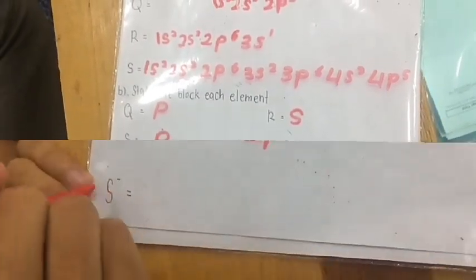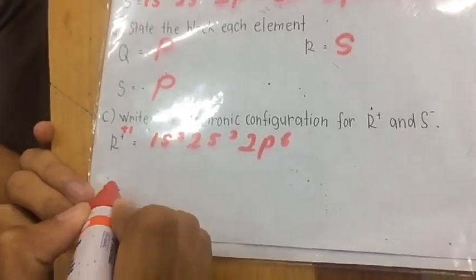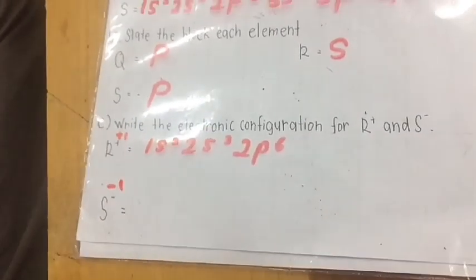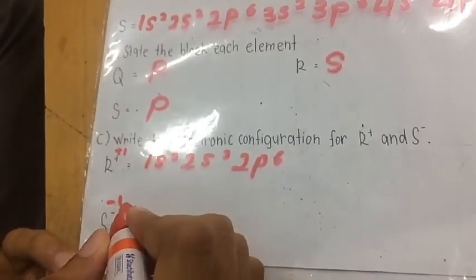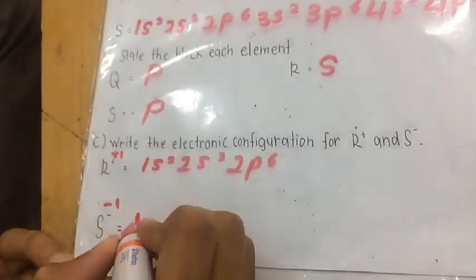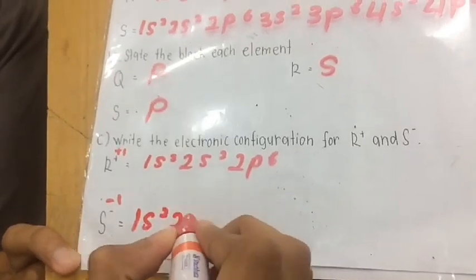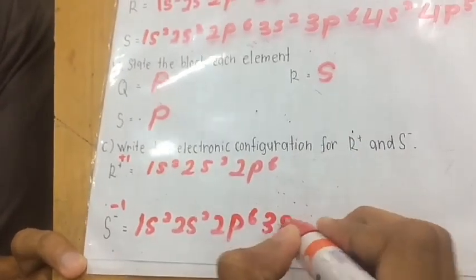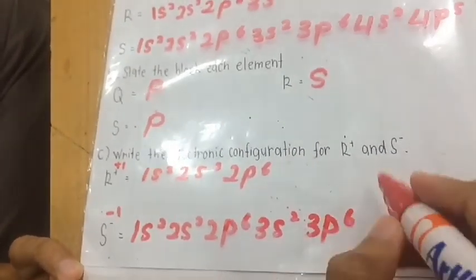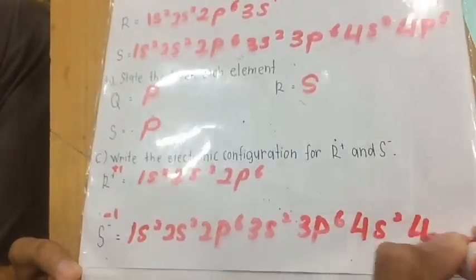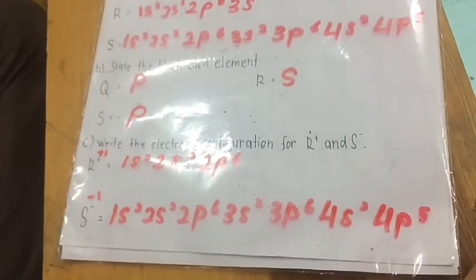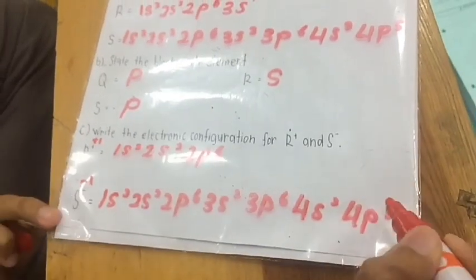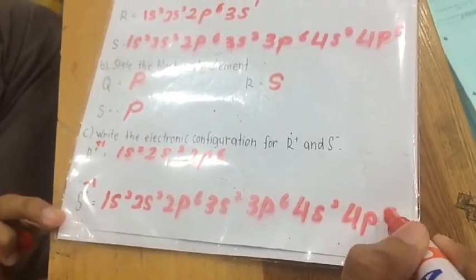For the second element is ion S. The charge is -1, so ion S receives 1 electron. So write down the atom electronic configuration for element S. 1s2, 2s2, 2p6, 3s2, 3p6, 4s2 and 4p5. For ion S receives 1 electron, so we just add 1 electron to the last electronic configuration.